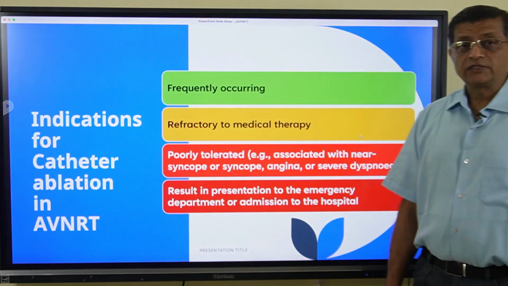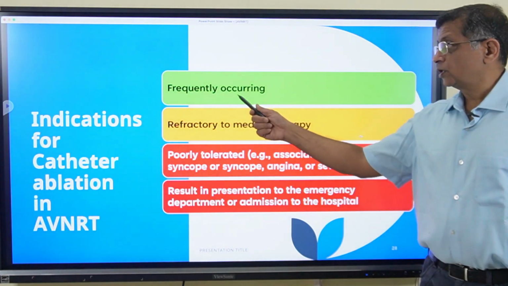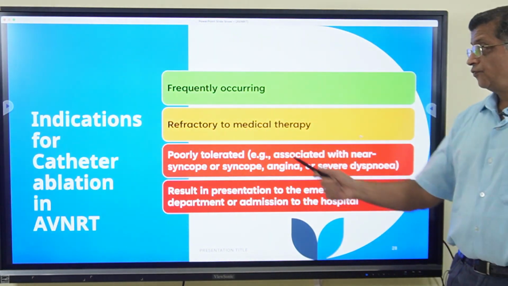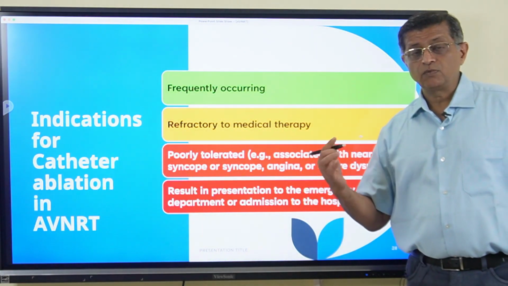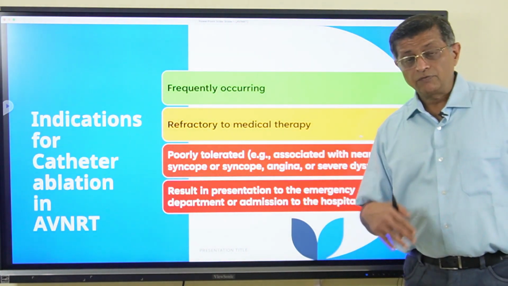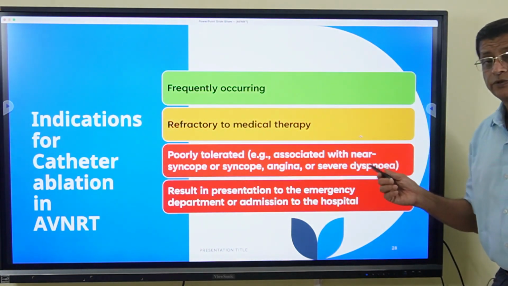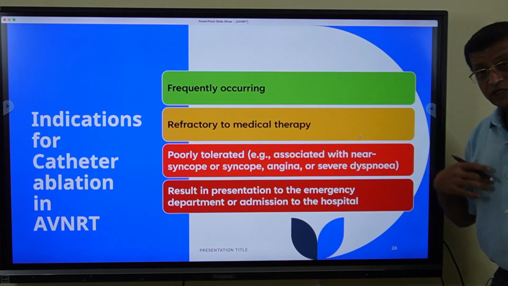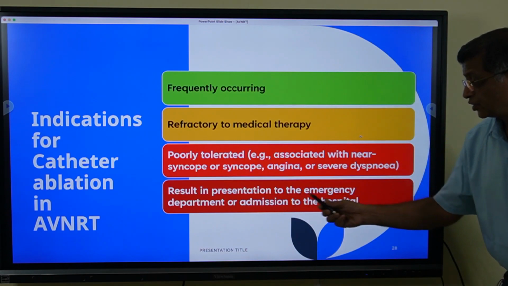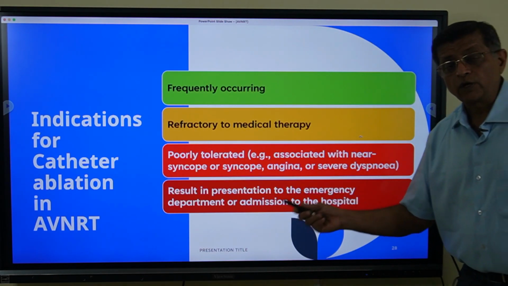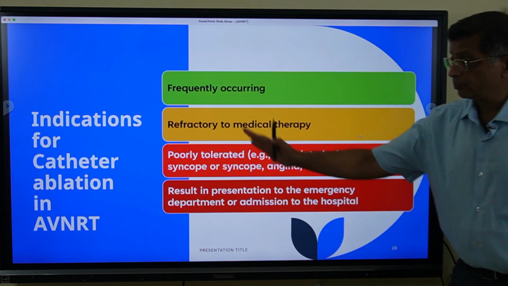The best treatment is catheter ablation. What are the indications for catheter ablation? If the episodes are occurring very frequently, or are refractory to medical treatment. So we are giving, say, diltiazem, but the patient is not responding, having episodes, and the episodes are poorly tolerated, associated with syncope or pre-syncope or angina or severe breathlessness, and result in presentation to the emergency department, or require hospital admissions. If the condition is quite severe, then the treatment is catheter ablation.